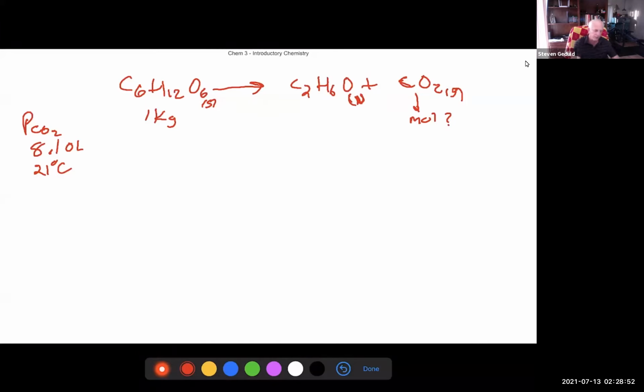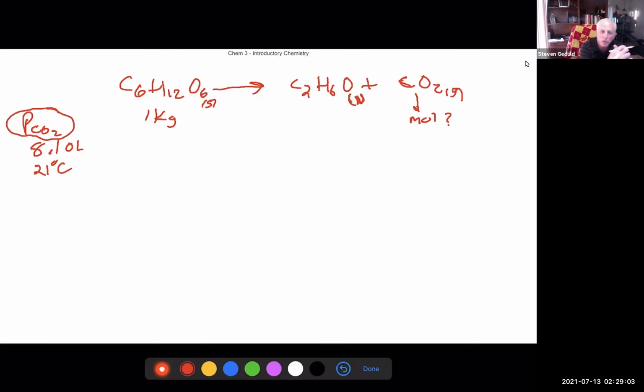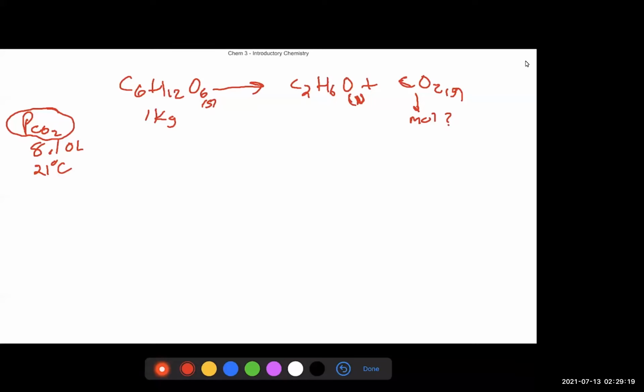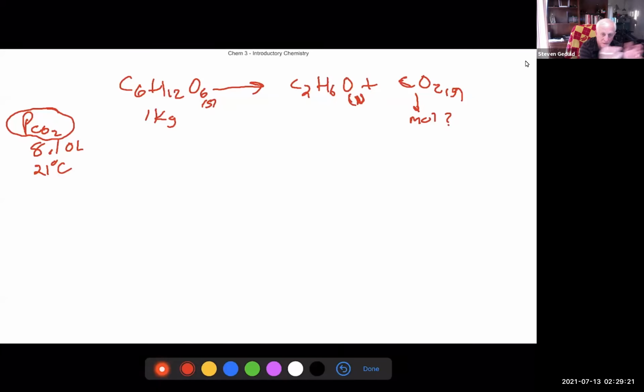Okay, so it wants to find the pressure of CO2. That's what we're looking for. Now, are we going to use PV equals nRT, or use P1 V1 over T1 equals P2 V2 over T2? Which one are you going to use? Are we changing the pressure? No. Are we changing the liters? It's 8.1. No. Are we changing the temperature? No. Are we changing the number of moles? No, we're just producing moles. So we're going to use PV equals nRT.